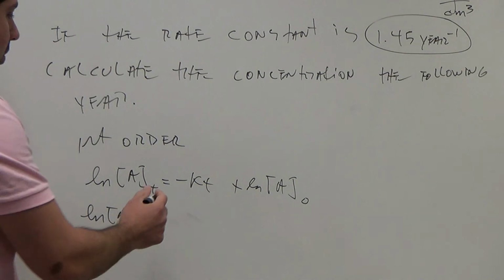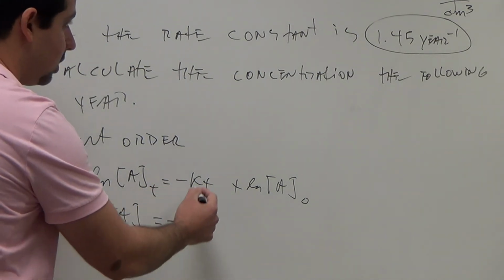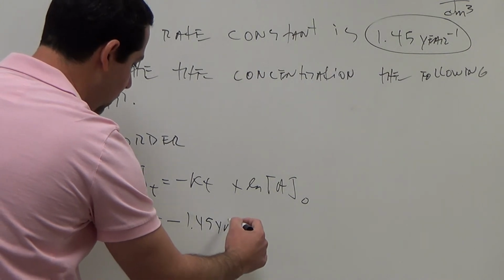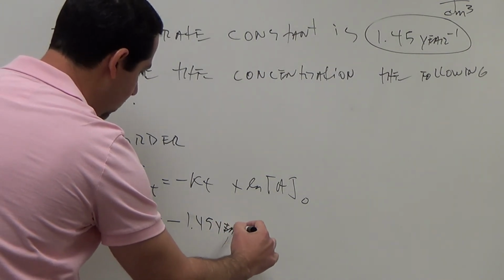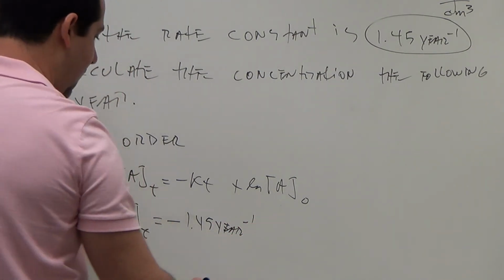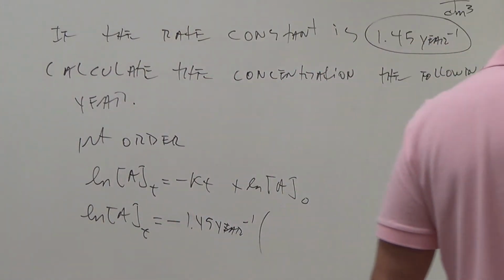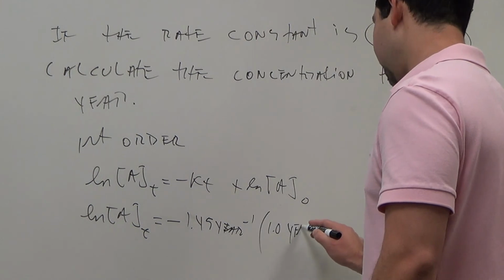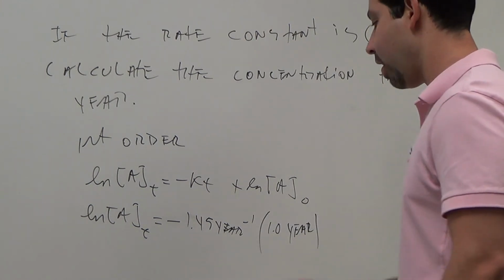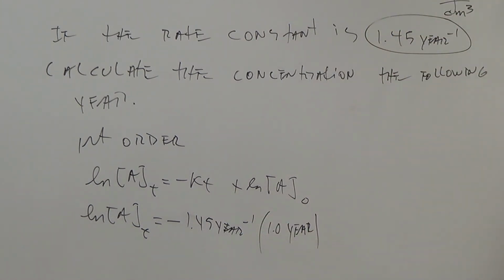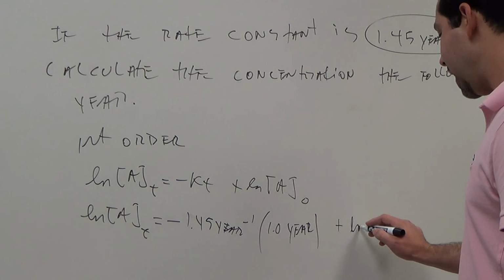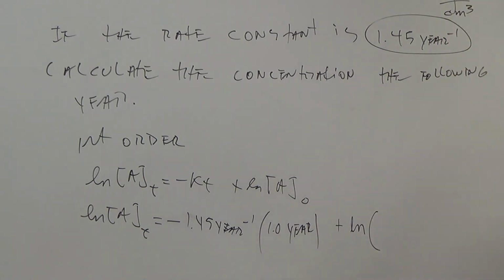Okay. So minus the K, 1.45 inverse year, year to the minus 1. And I am going to multiply that times what? 1 year. And what's going to happen to the year to the first power and the year to the minus 1 power? They cancel out, and that number will evaporate into thin air. Plus the ln of the initial concentration.